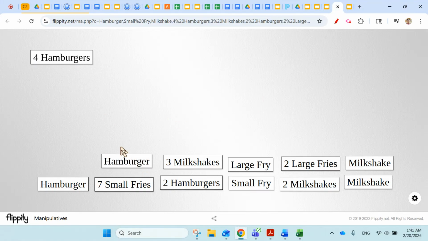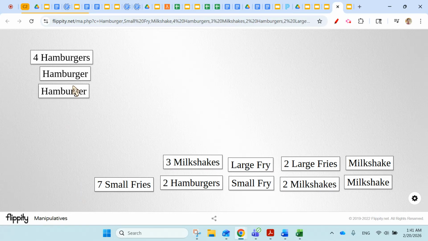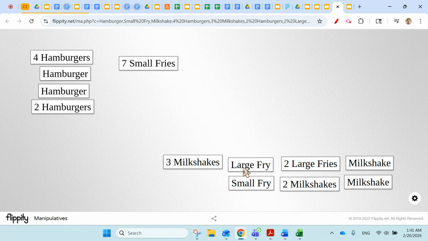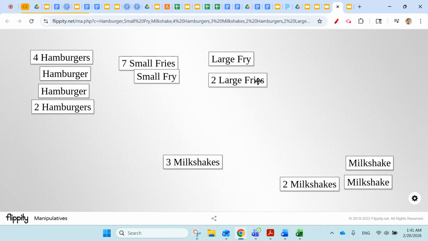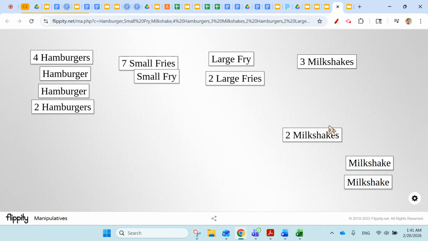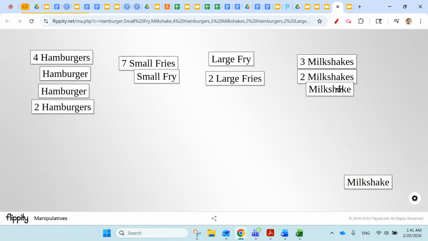All right, so I'm going to make a family, as I call these groups, a family of hamburgers here. Here's a hamburger family. I've got a small fry family. I've got a large fry family. And I've got a milkshake family. Okay, so I'm making these little groups to show what I could combine.